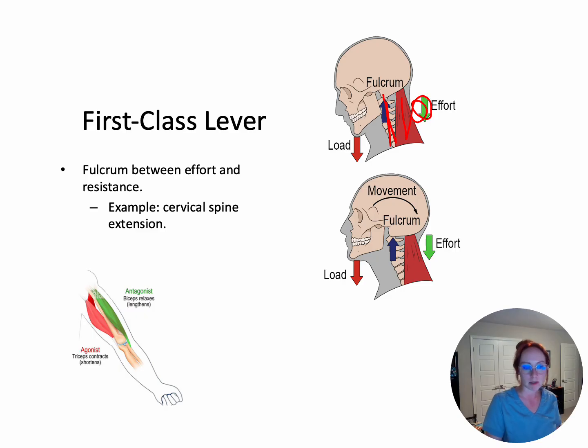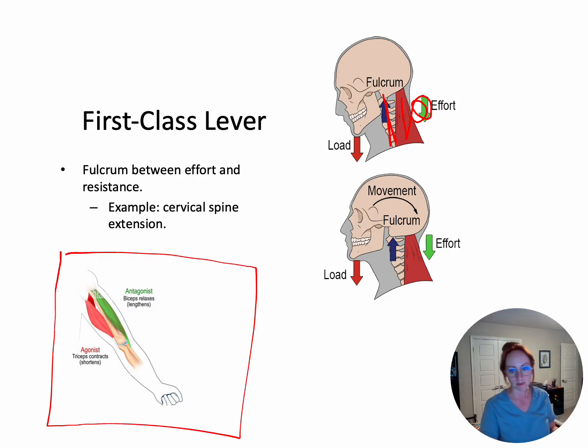Another great example is extending your arm for a tricep extension. You have your triceps, your elbow, and whether you're holding on to a weight or just moving your arm, that is going to be your resistance, your fulcrum or joint axis, and then your effort or your muscle force. So the joint axis is in between as you're extending your arm, doing that tricep extension.